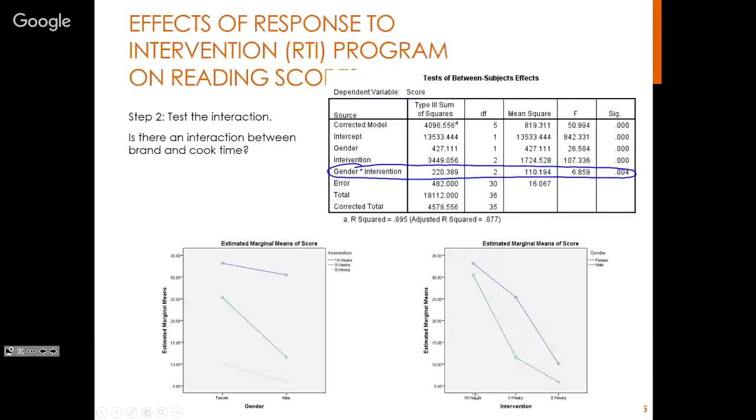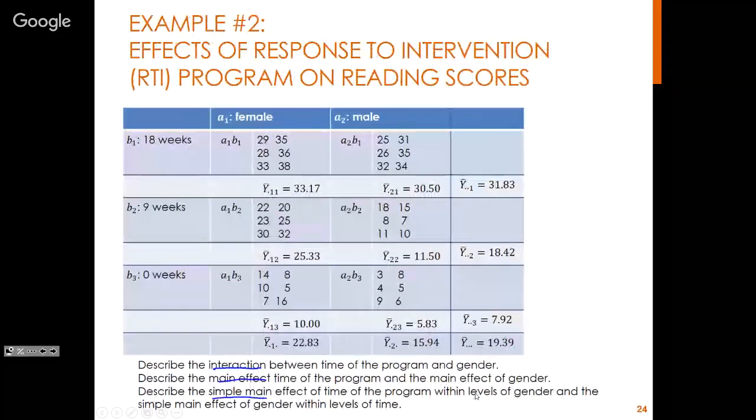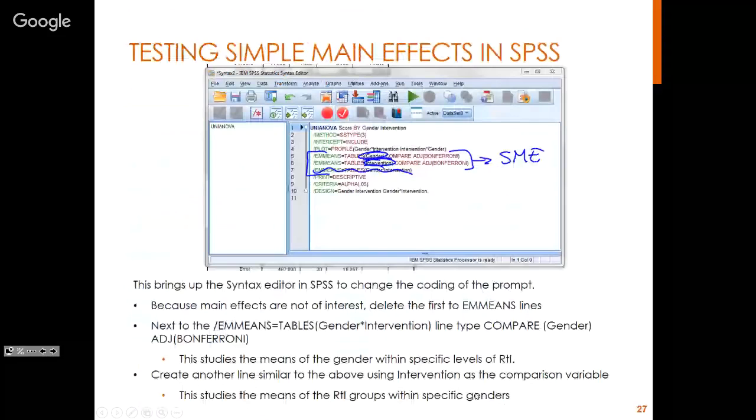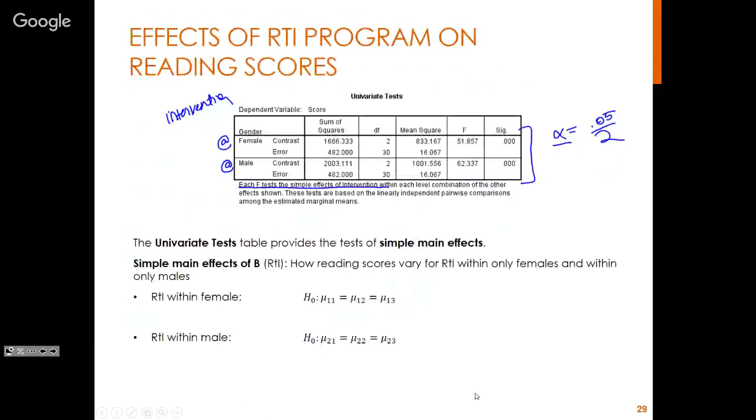And so this one, the intervention had 3 levels, 0, 9, and 18. So when we see that this one is significant, this says at least 1 level of intervention is different within male. But there are 3 levels, right?